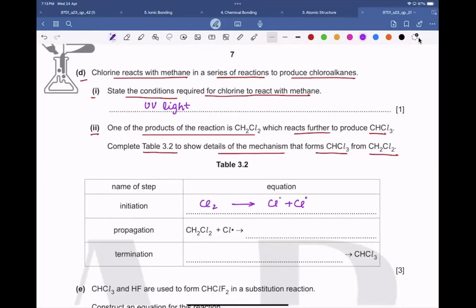Now, if you recall the propagation step, they have given you the organic compound with a chlorine radical. So what happens is that in the organic compound, a bond is broken homolytically, and as a result, it will turn into CHCl2, and that forms a radical, right? And the hydrogen that is removed from here bonds with the chlorine radical to form HCl.